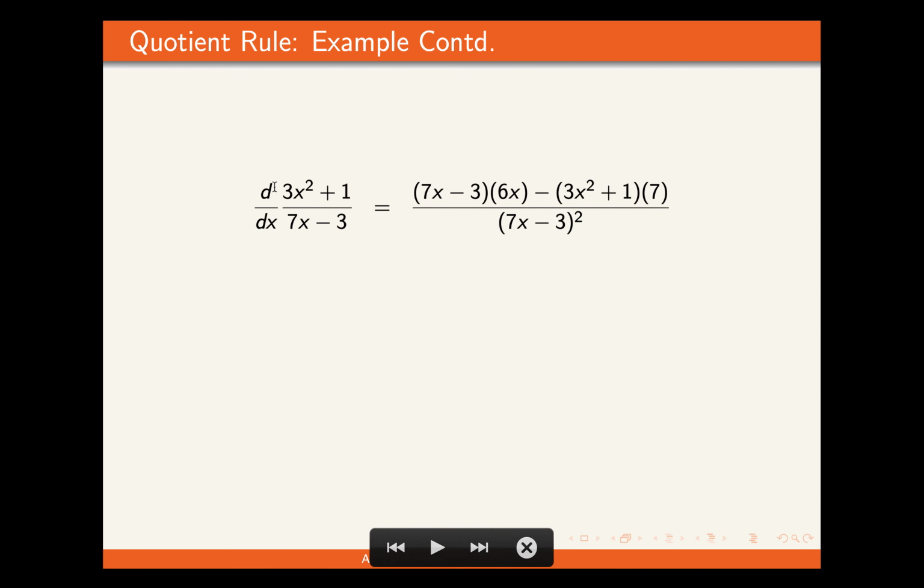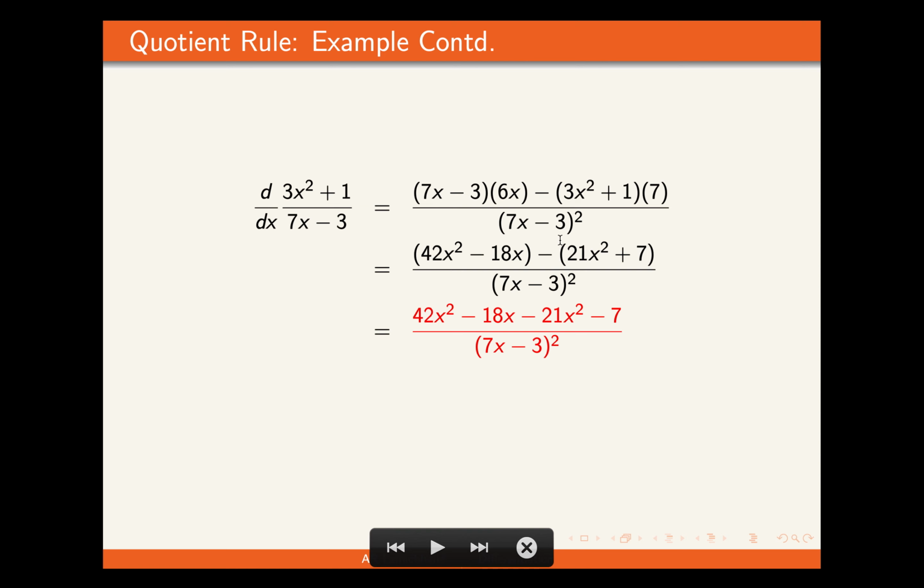So by using the quotient rule, we have already figured out the derivative. But on the numerator I see a couple of terms which I could distribute. 6x can be multiplied with 7x, so that will be 42x squared, minus 6x times 3 will be 18x. In the same way we can distribute here by the 7: 7 times 3x squared is 21x squared, 7 times 1 is 7. Here there is a minus, so let's distribute by negative 1 and remove this parenthesis. When we do that, negative 1 times 21x squared will be negative 21x squared, negative 1 times positive 7 will be negative 7.